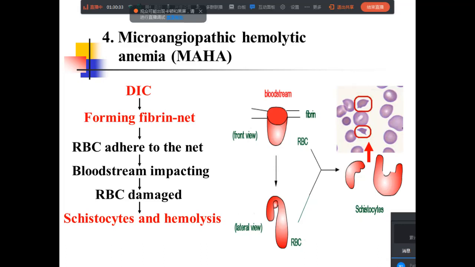So hemolysis. Now it is a DIC manifestation. Now DIC manifestations include, first, bleeding. Second, organ dysfunction. Third, shock. The last, hemolytic anemia. Now, MAHA. Now, DIC.